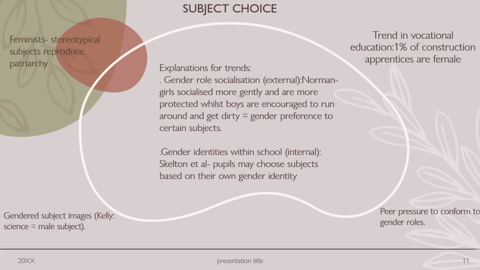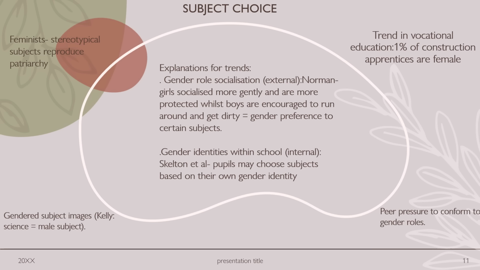Kelly talks about how some subjects have a stereotype for specific genders. For example, he mentions that science can be seen as a male subject. Feminists say that stereotypical subjects reproduce patriarchy. There's also peer pressure to conform to gender roles, and a statistic I added in there: only 1% of construction apprentices are female.